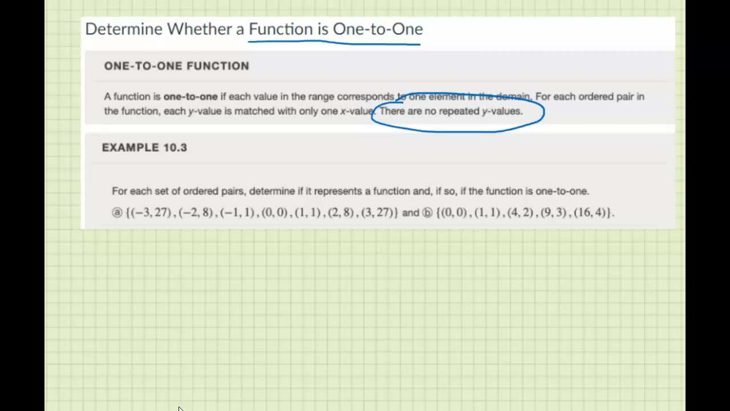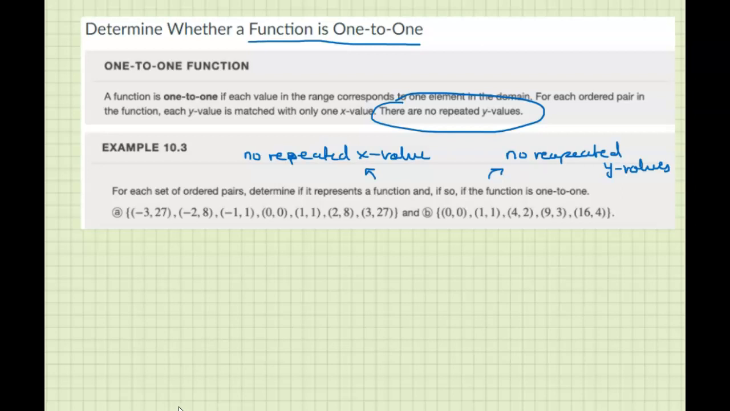So let's look at this example 10.3. Determine if it represents a function, and if so, whether the function is one-to-one. Okay. So it's a function if you have no repeated x values. This is way back when, in chapter 3, we did this. And if it's a function, it's called one-to-one if you have no repeated y values. So if it passes the test for being a function, then you go on and check to see if it's a one-to-one function.